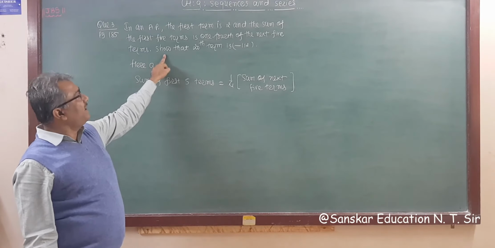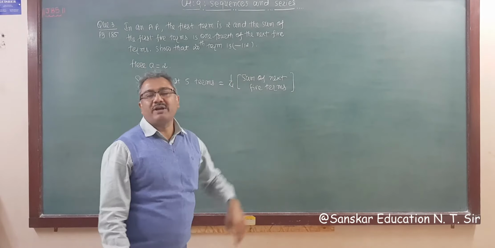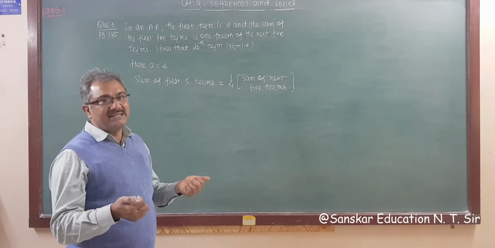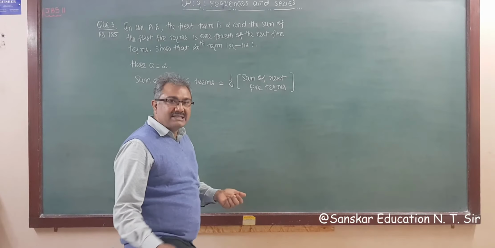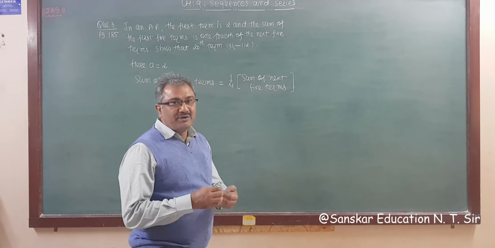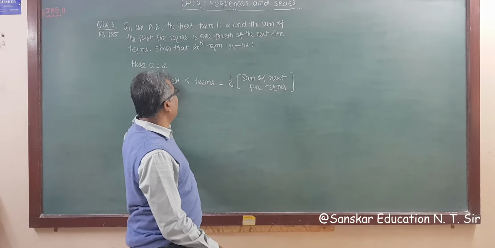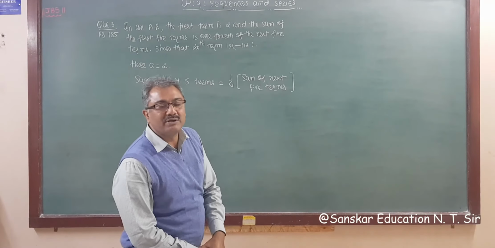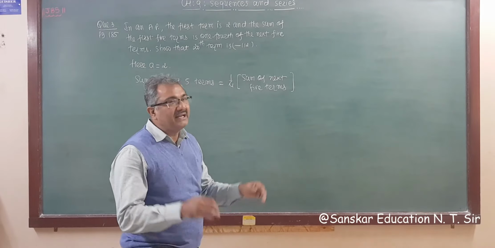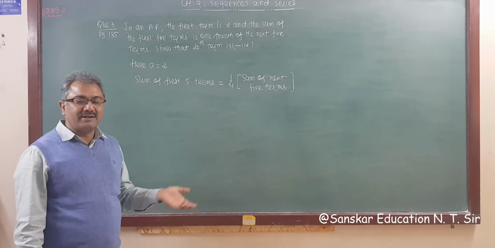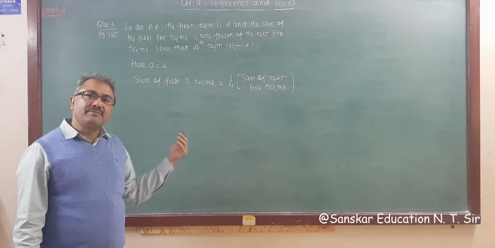The 20th term is minus 112. So we have to find out the 20th term. For a sequence AP, what we require is the first term A and the common difference D. It is given A, so our target is to find the difference D. If we have A and D, then we can find anything, the terms as well as the sum.